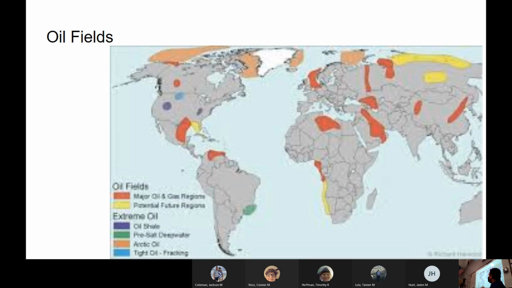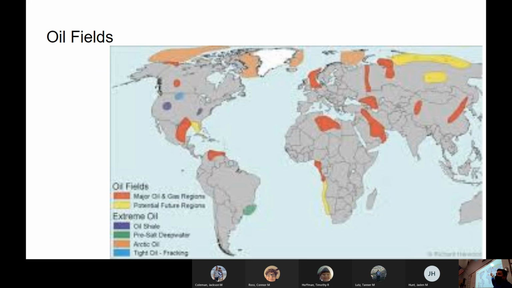Oil fields, I know it's a little blurry, sorry. Oil fields, again, not a ton of oil fields around the world. If you look at Texas, United States, there's a lot of oil there. There's also a lot of oil in the Gulf of Mexico. You guys remember the BP oil spill about 10, 15 years ago? I don't know how long, a long time ago. The BP oil spill was in the Gulf of Mexico. They're digging for that oil.